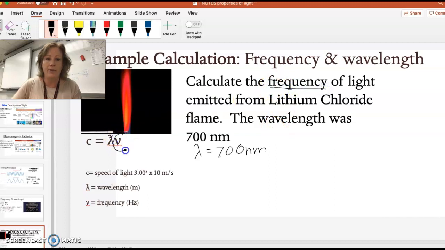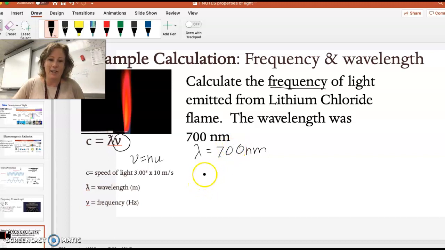By the way, for frequency they don't use an F. This is actually a Greek letter called nu. We love Greek letters in science. It looks like a V, and I don't care if you write it as a V, but just realize that is frequency. I probably didn't explain that well in the previous slide.